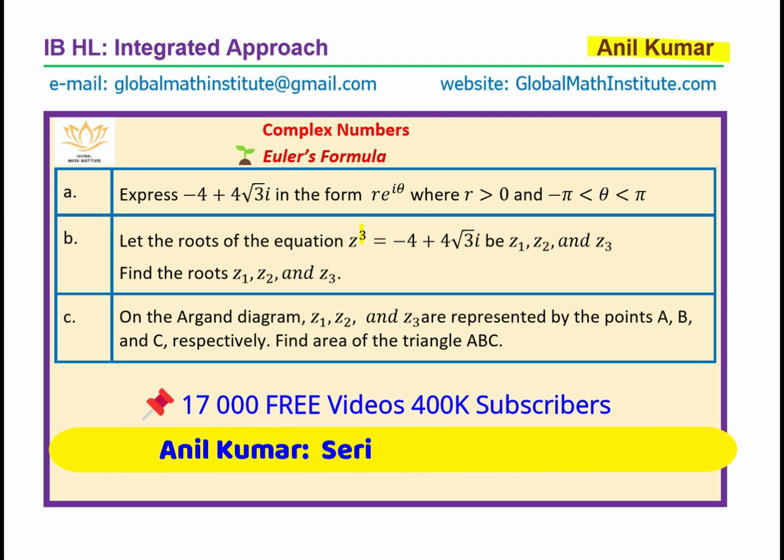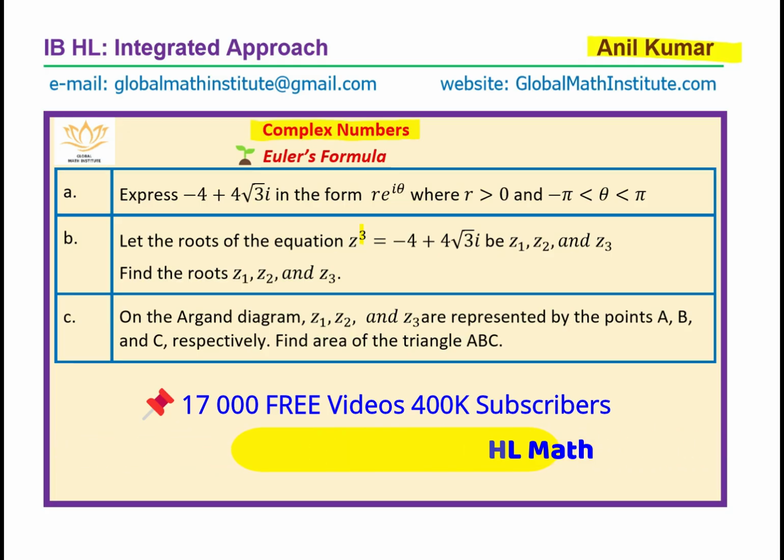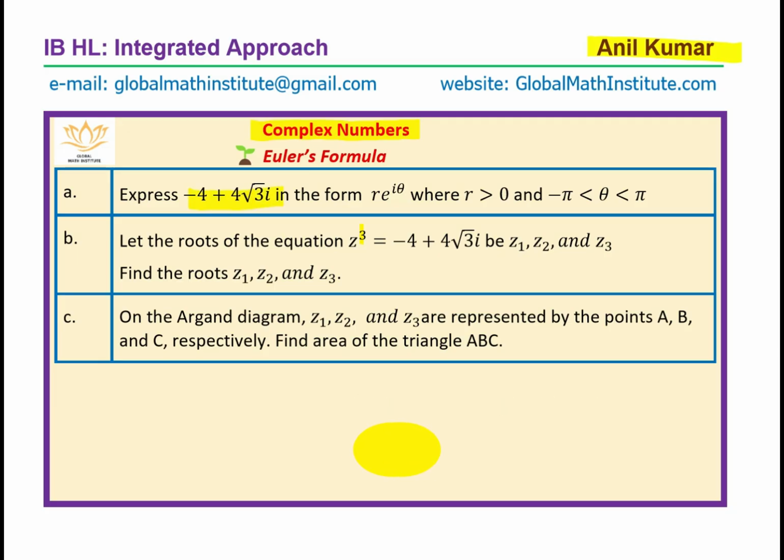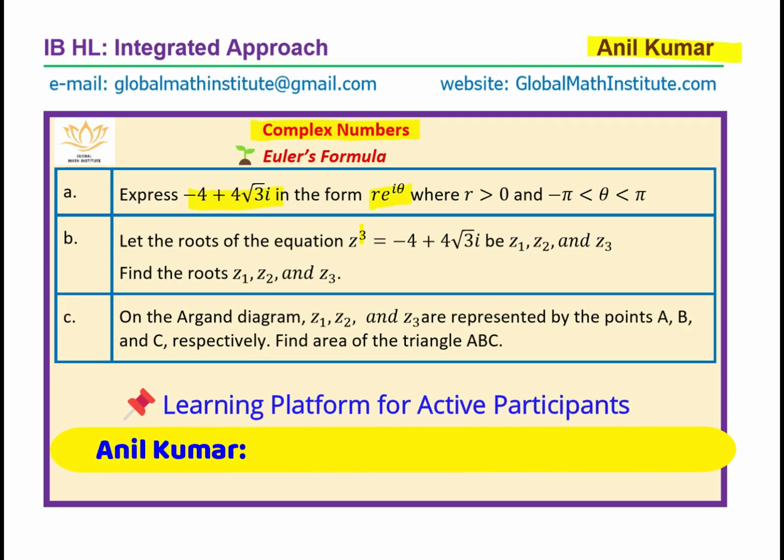I am Anil Kumar sharing with you another brilliant question based on complex numbers shared by our subscriber. It has three parts. We need to express -4 + 4√3i in terms of re^(iθ), where r is greater than 0 and θ is between -π to π.